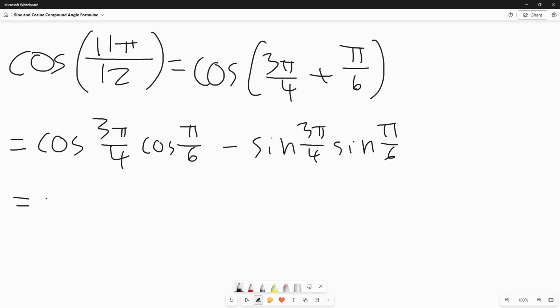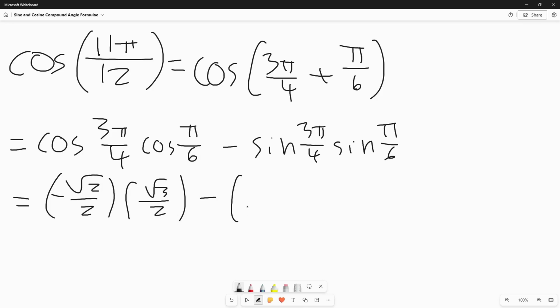And this is cosine 3 pi over 4, which is negative square root of 2 over 2, times cosine pi over 6, which is square root of 3 over 2, minus sine 3 pi over 4, which is negative square root of 2 over 2, regular square root of 2 over 2, times sine pi over 6, which is 1/2.